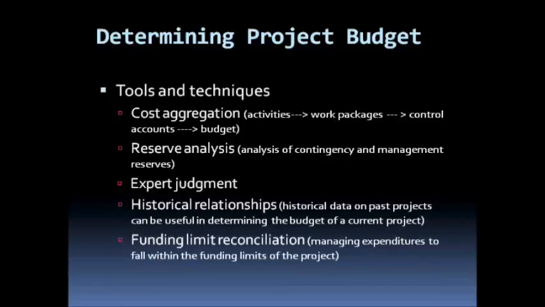What techniques could we use here? We will be depending on cost aggregation, summing up costs from the activity levels into work package costs. We sum up work package costs, we will arrive at control account costs. We sum up control account costs, we will arrive at the final budget. Then we will have to do analysis of the contingency and management reserves also. Know how much is allocated for contingency, for instance, because we'll be adding it up to the budget to arrive at the cost baseline.